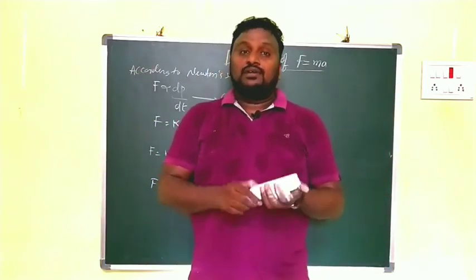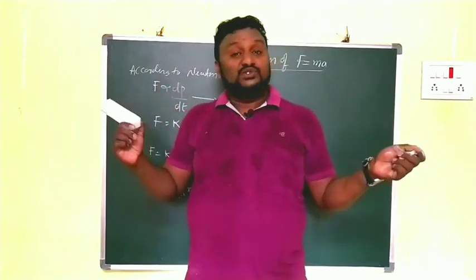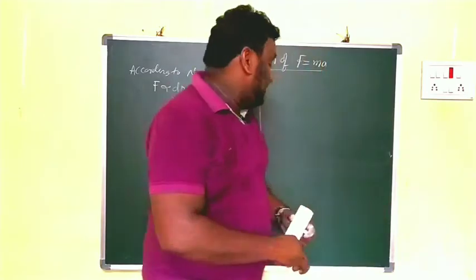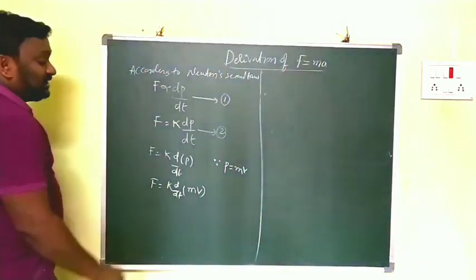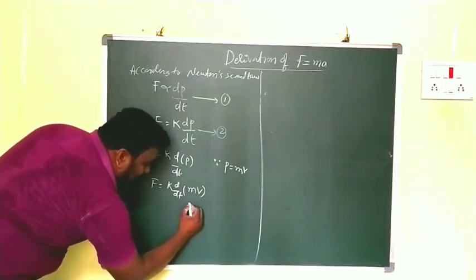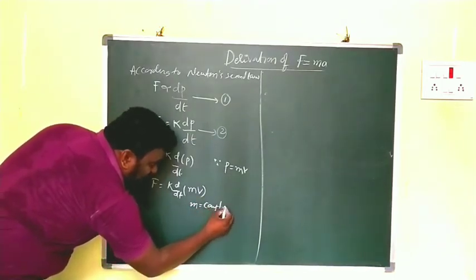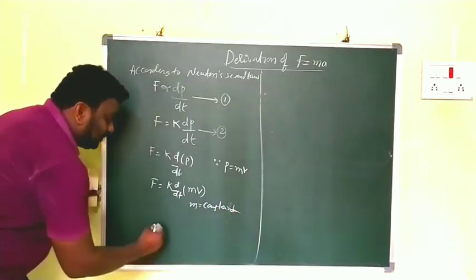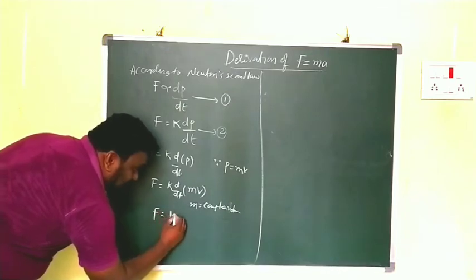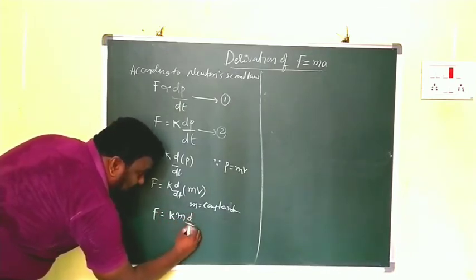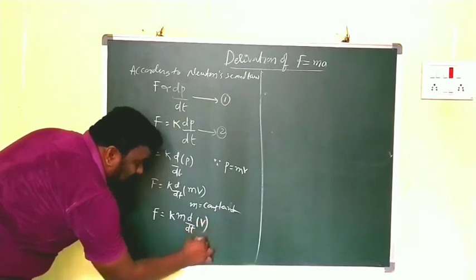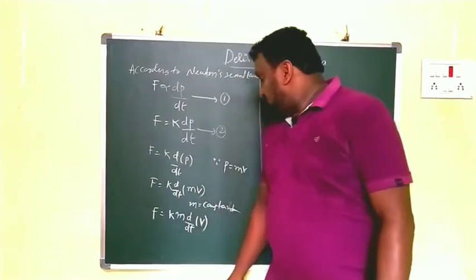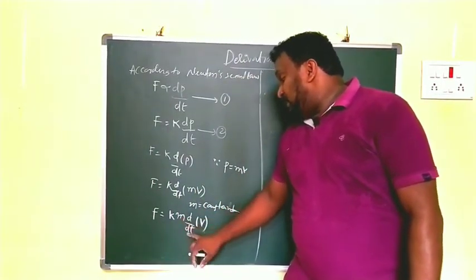In this case we have to take mass as constant. For example, we are throwing a duster; there is no change in its mass, but there is a change in its momentum and velocity. That's why the mass never changes with respect to time. So I am taking m is equal to constant. That's why I am writing F is equal to k into m into d by dt of v.